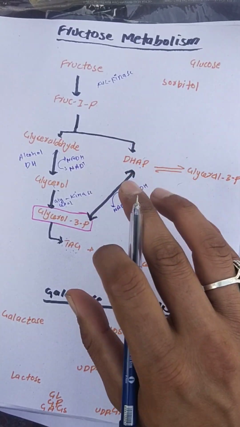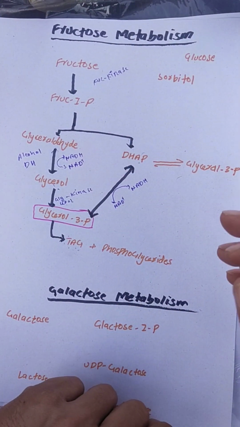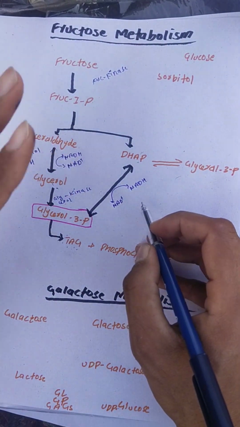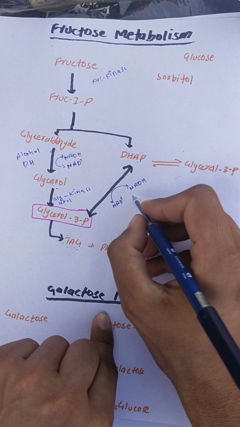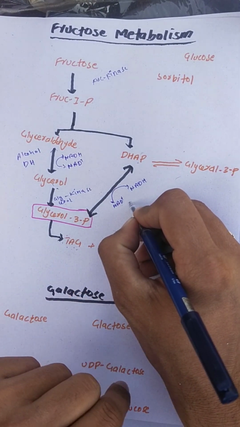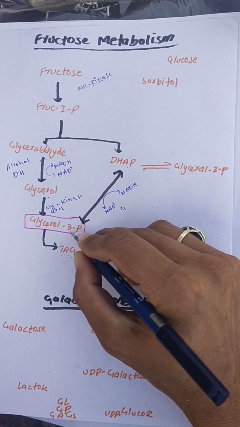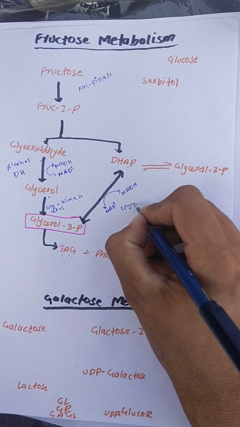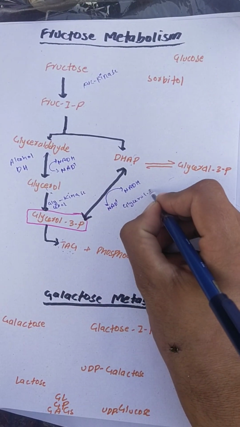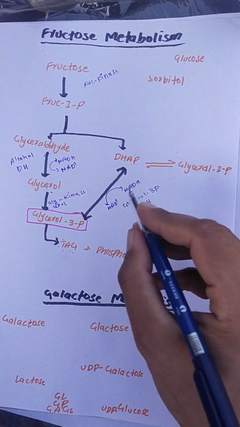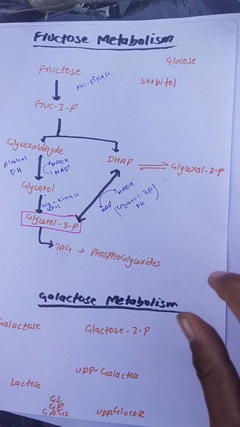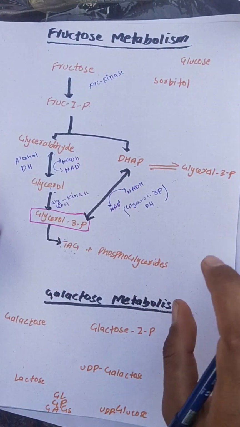In the TCA cycle, we would use dehydrogenase many times. Whenever there is a production or a usage of NADH or FADH, we put dehydrogenase. So this enzyme is called glycerol 3 phosphate dehydrogenase, which is used in this reaction. So this is all about fructose metabolism.